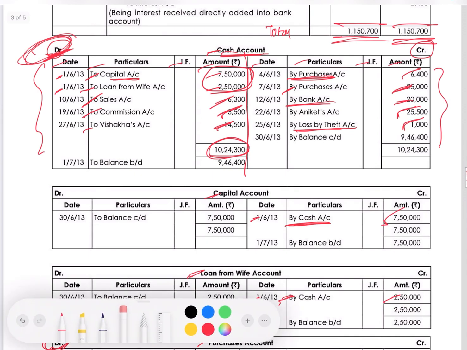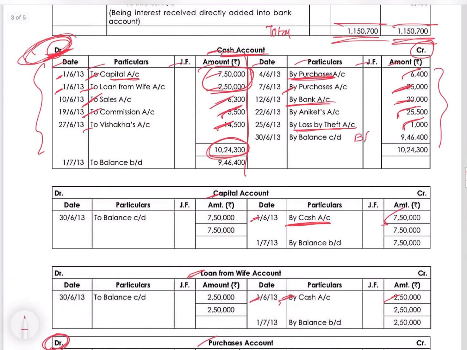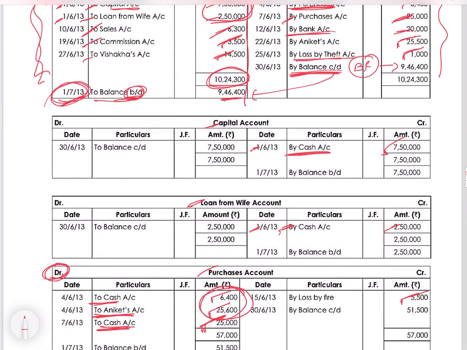Okay. So we are finding the balancing figure on this side. What is it? It comes to 9,46,400. So we'll write it as balance carried down, 9,46,400. This itself is carried down to the next date. Can you see 1st July? This was the whole transactions of June. Now 1st July, to balance brought down, same figure. Okay. This way we have to present it. This is a presentation.